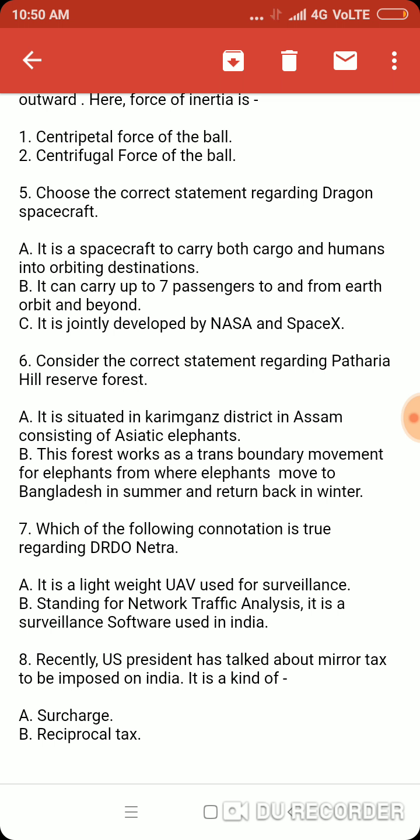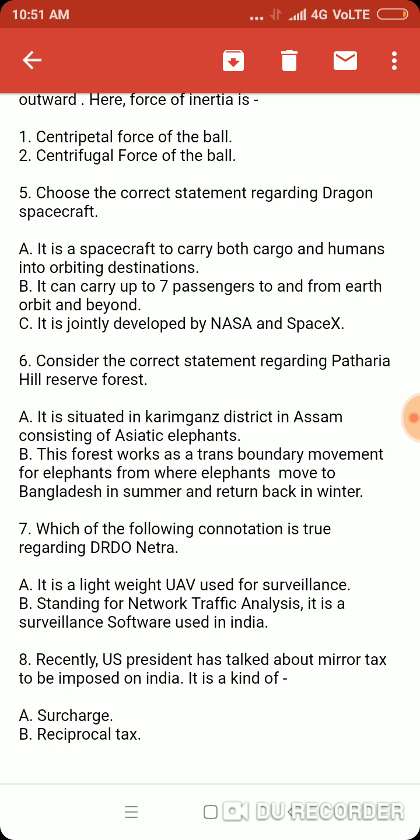It is important again. The Dragon spacecraft is a spacecraft jointly prepared by NASA and a private company, SpaceX. And what is its use? It will carry cargo as well as human beings to space. It is a spacecraft to carry both cargo and humans into orbiting destinations. Correct. It can carry up to 7 passengers to and from Earth orbit and beyond. Correct. It is jointly developed by NASA and SpaceX. Correct.